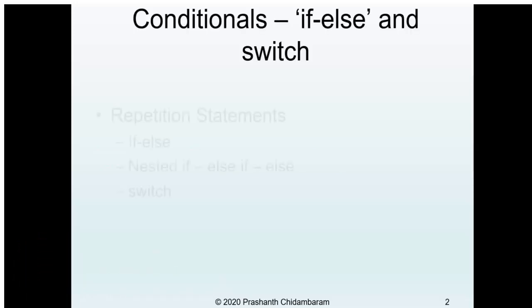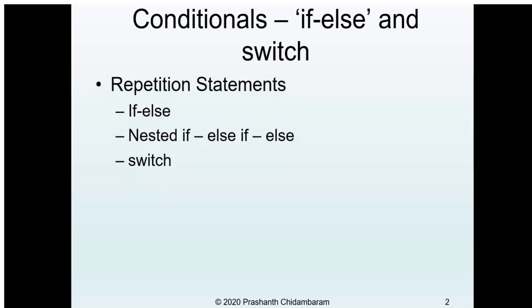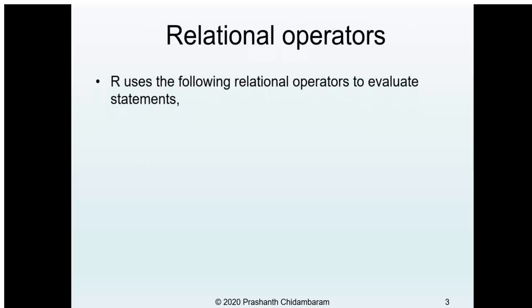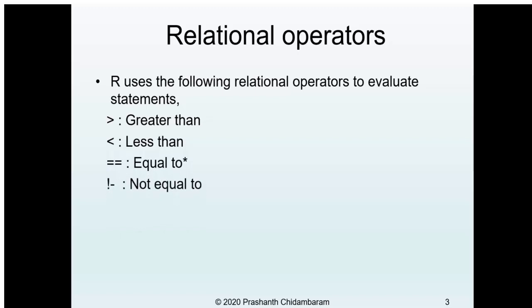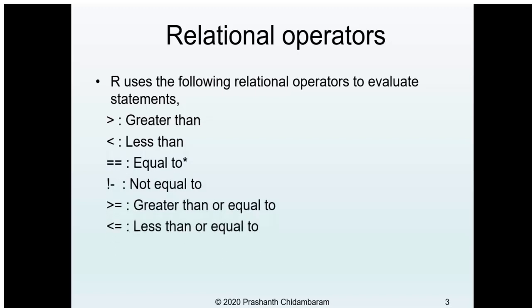Conditional statements are also called repetition statements. They can be classified as if-else, nested if, else if, else, and finally switch statements. Relational operators: R uses the following relational operators to evaluate statements. You have greater than, less than, equal to, not equal to, greater than or equal to, and less than or equal to. Also know the difference between the assignment operator, which is a single equal sign, and the equality operator, which is a double equal sign.